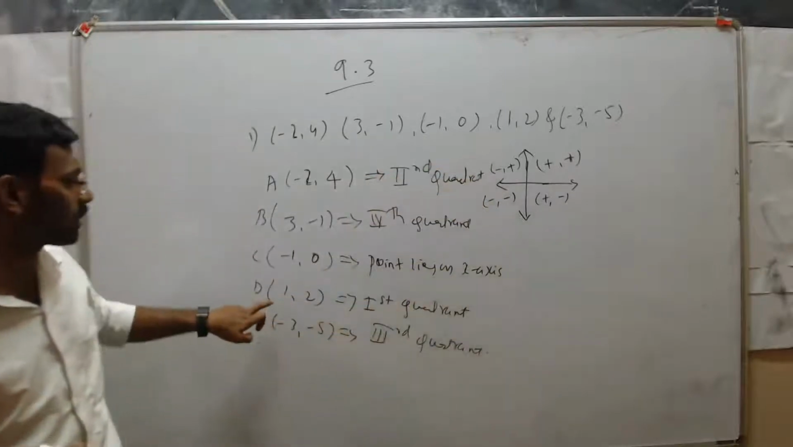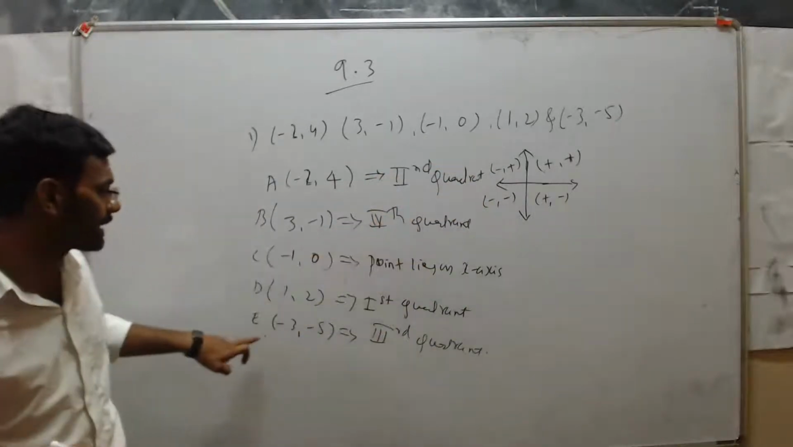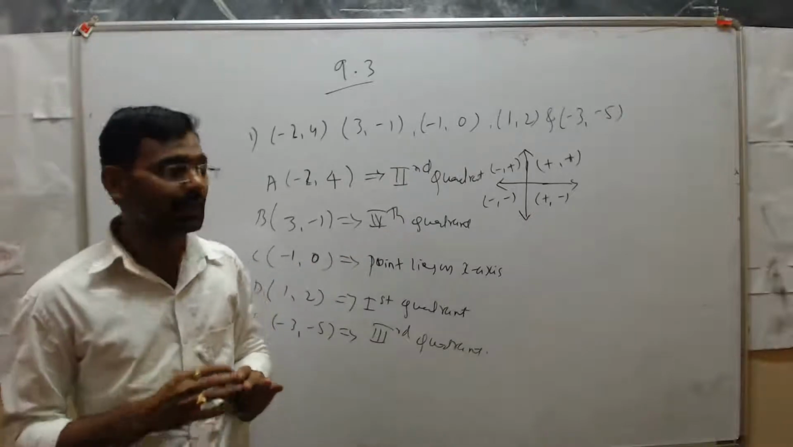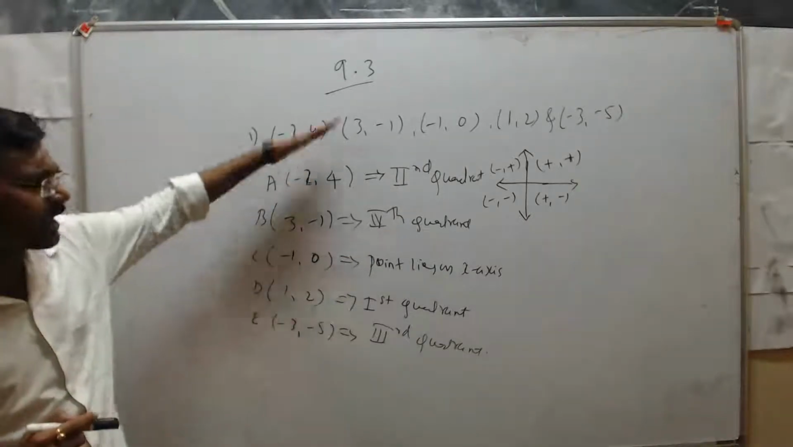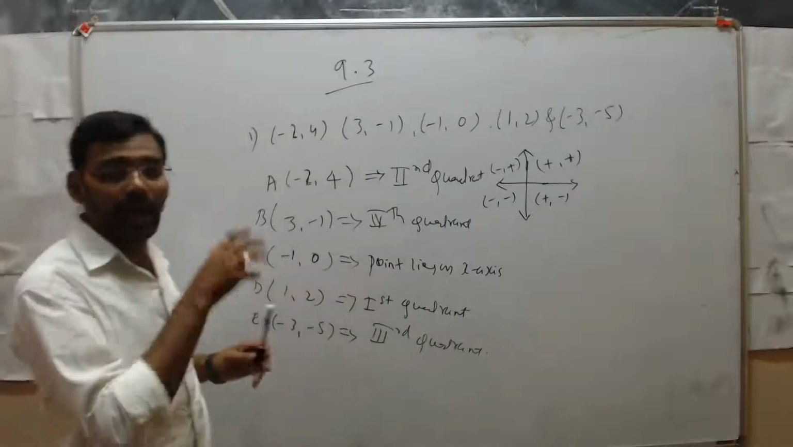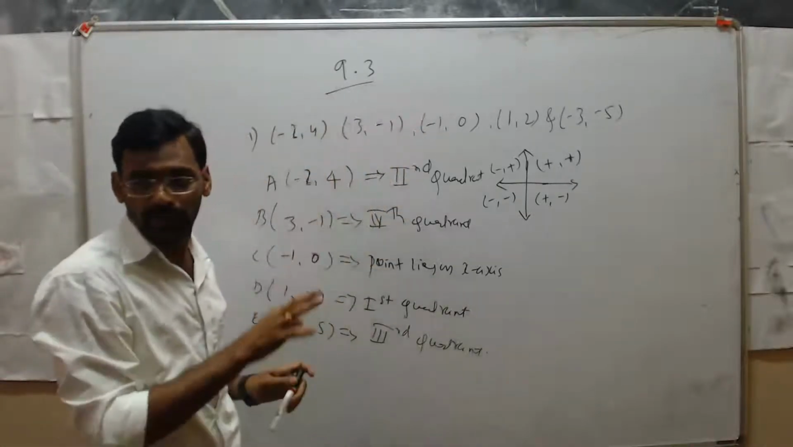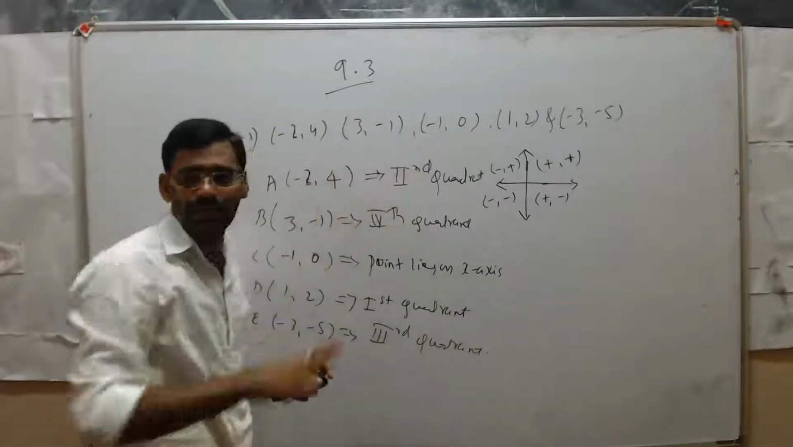Now 1, 2, both are positive means first quadrant. -3, -2, both are negative means third quadrant. Then it is the position of the points. Then we have to locate all these points on the Cartesian plane.